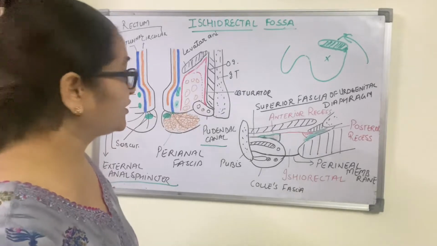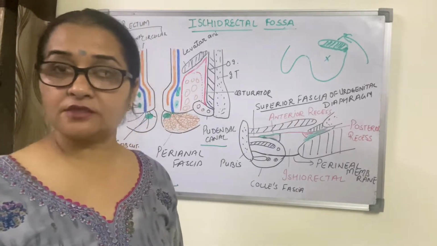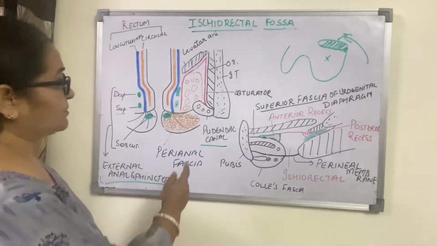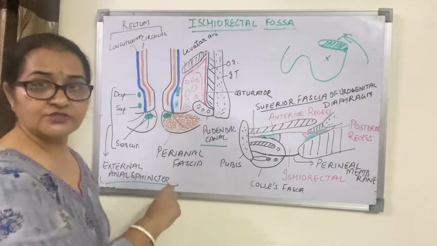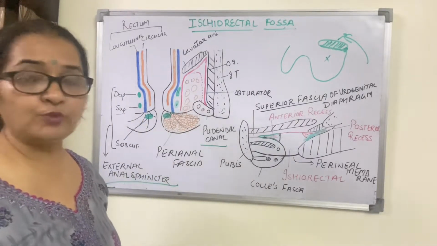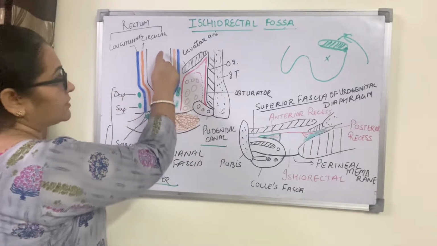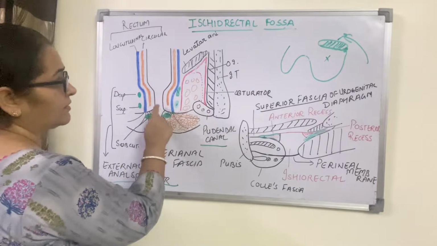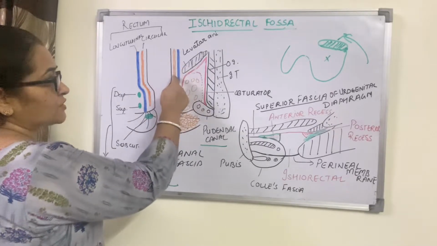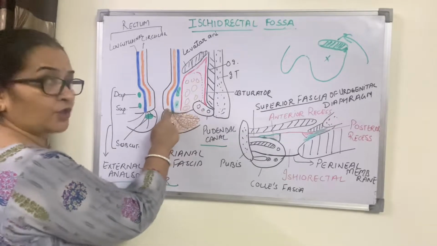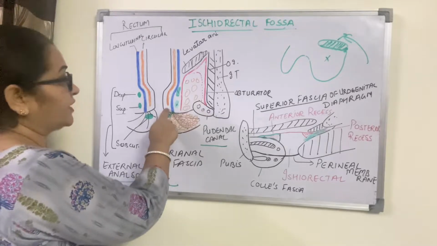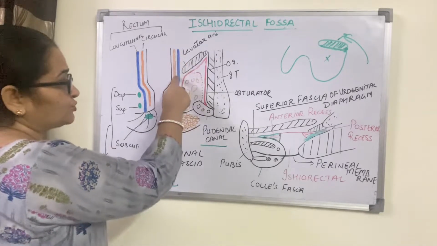Before discussing this topic, I would like to explain this coronal section, which is given in almost every book. So what is this coronal section? This is the rectum continuing with the anal canal. This is the circular muscle coat of the rectum, which is projecting downward into the wall of the anal canal. There is the longitudinal muscle coat.